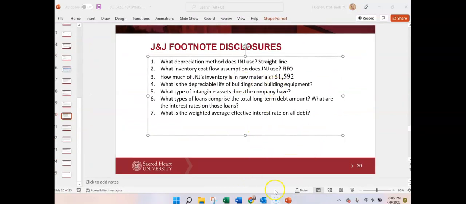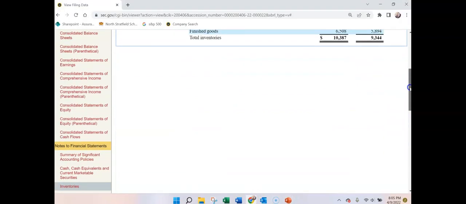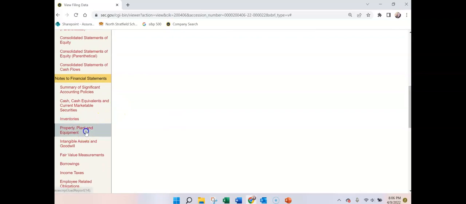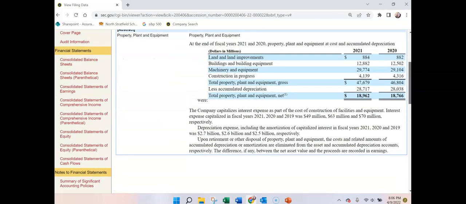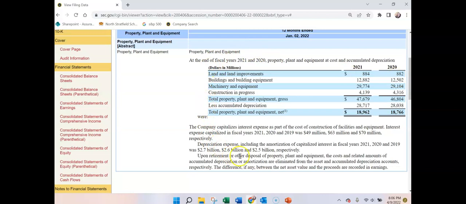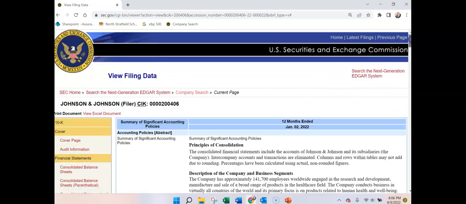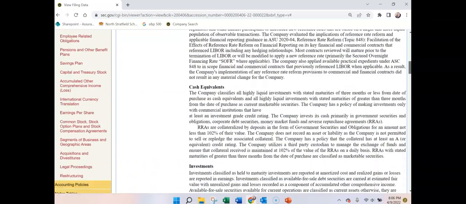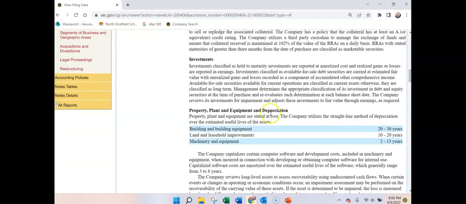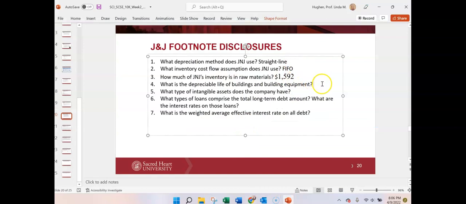Next question, what is the depreciable life? To find the depreciable life of the buildings and equipment, I'm either going to need to go to the footnote on plant, property, and equipment and look for the estimated useful life, but I don't see anything here. So then the only other place this could be is in the summary of significant accounting policies. So let's go back there and see what we can find about plant, property, and equipment. And here we see building and building equipment is amortized or depreciated over a period of 20 to 30 years.